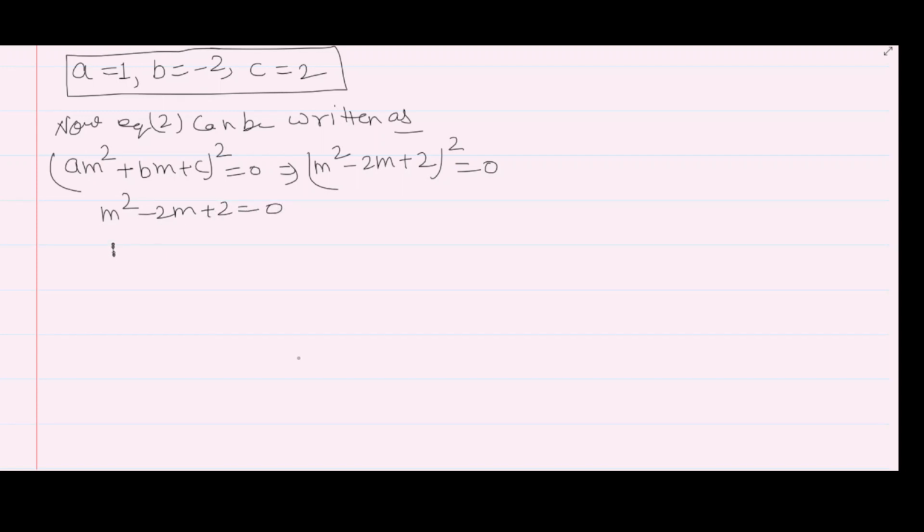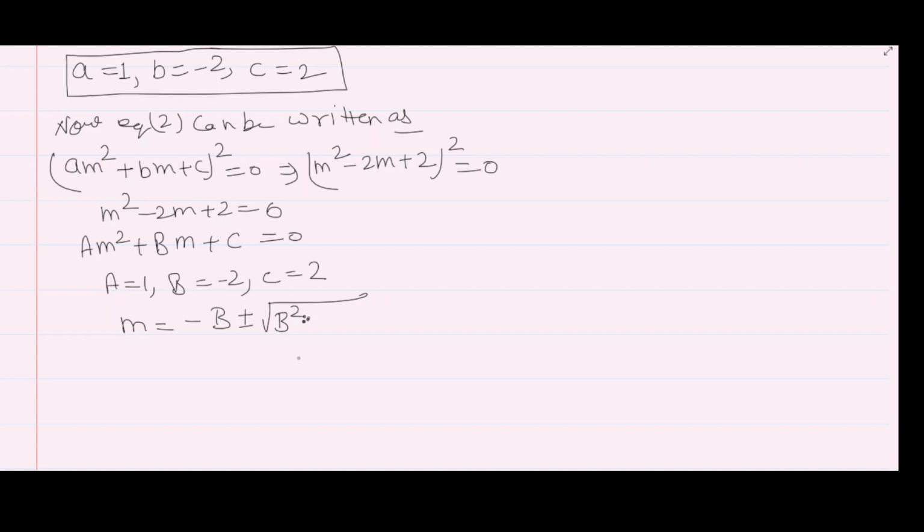Now in order to find out its roots, we will use Sridharacharya formula. In order to apply the Sridharacharya formula, we have to compare this equation with am square plus bm plus c equal to 0. Then the value of a will be equal to 1, the value of b will be equal to -2, and the value of c equal to 2. And the formula says the value of m will be minus b plus minus under root b square minus 4ac upon 2a.